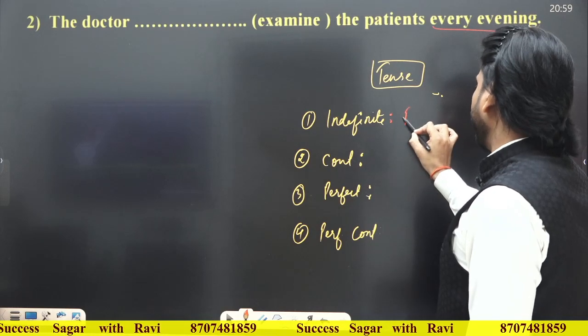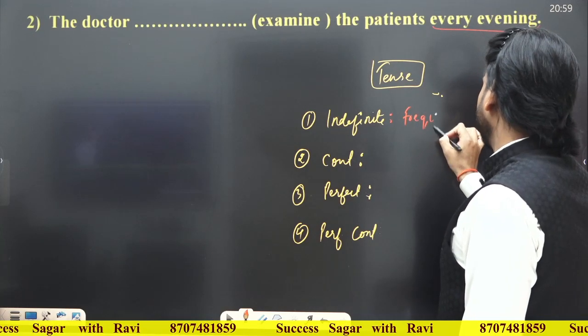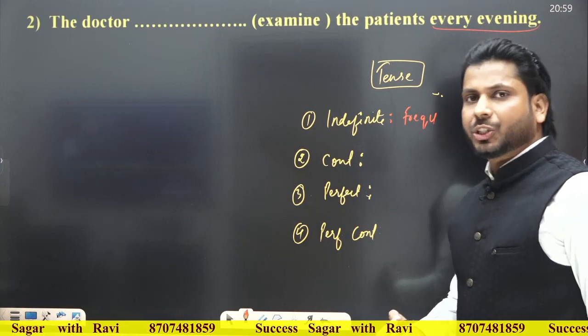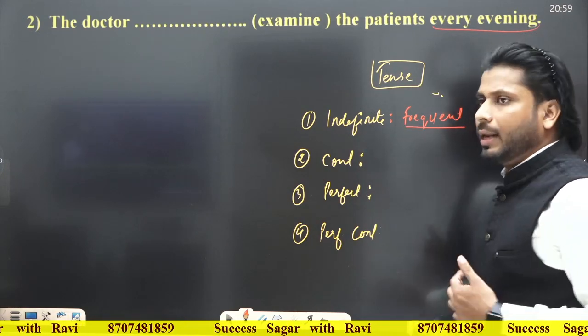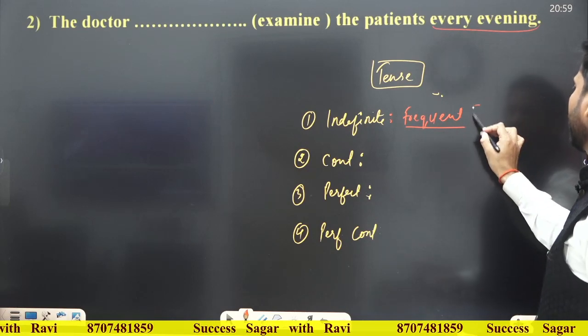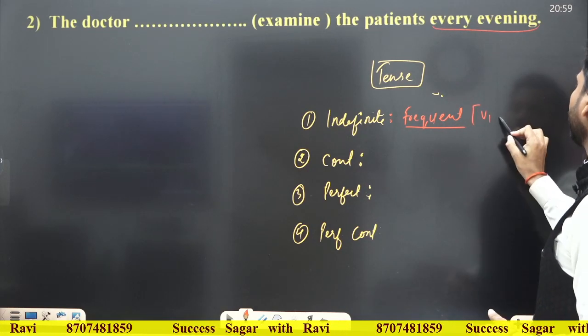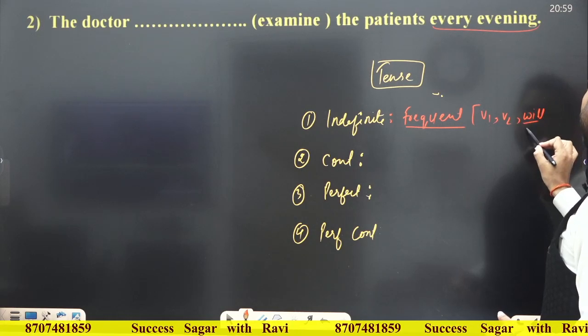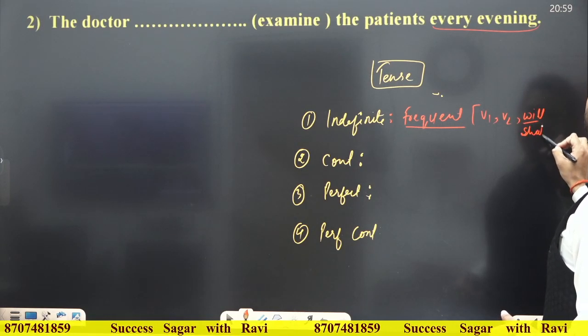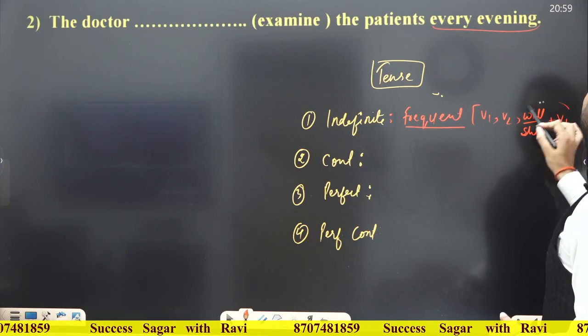Indefinite means frequent actions. Frequent means a kind of repetition. The frequency of any action can be shown by using the first form of the verb, the second form of the verb. It can also be shown by using will, shall. It means possibility. You can talk about possibility also.